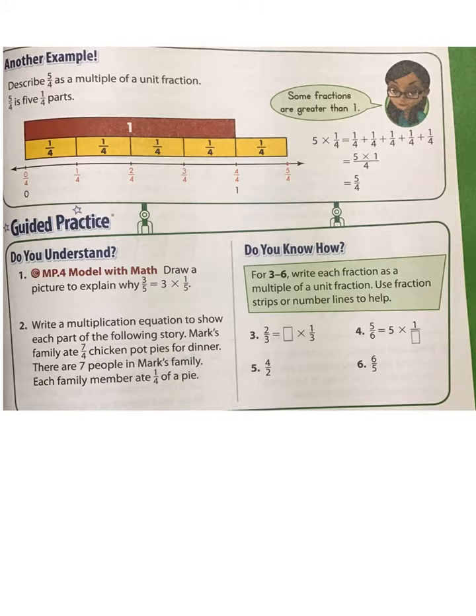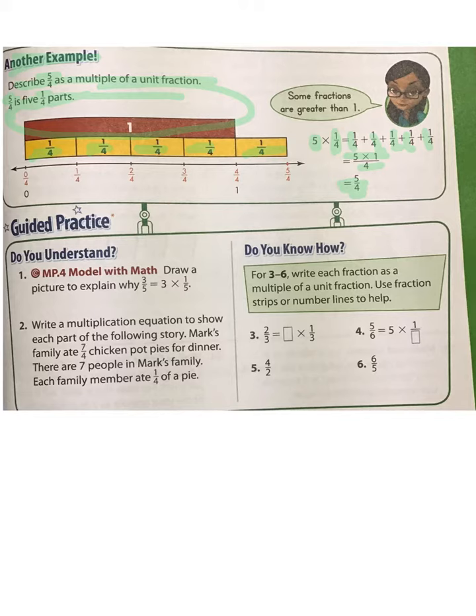Let's take a look at another example on the top of page 545. We need to describe 5/4 as a multiple of unit fractions. 5/4 is 5 1/4 parts. So if we look over here, we have our whole. 4/4 would be a whole, so we have 1, 2, 3, 4, plus we have a 5th one. So if we look to the right, we have 5, since there's 5 of them, times 1/4, which would be the same as 1/4 5 times. So 5 times 1 over 4 is just going to equal 5/4.